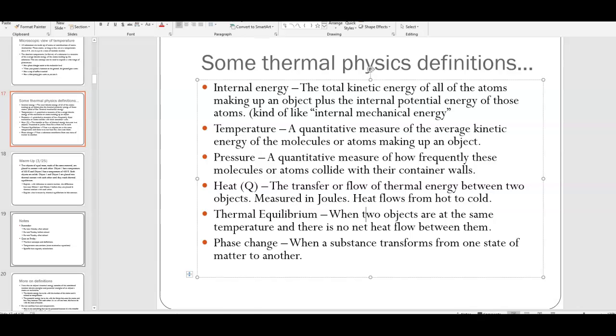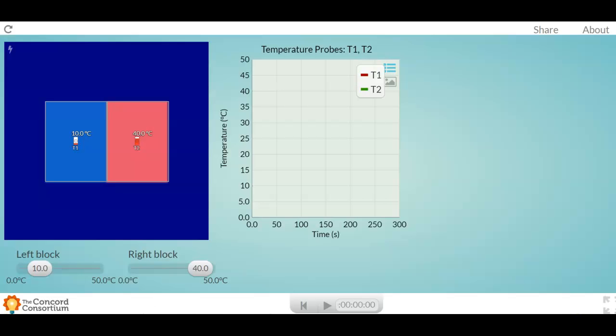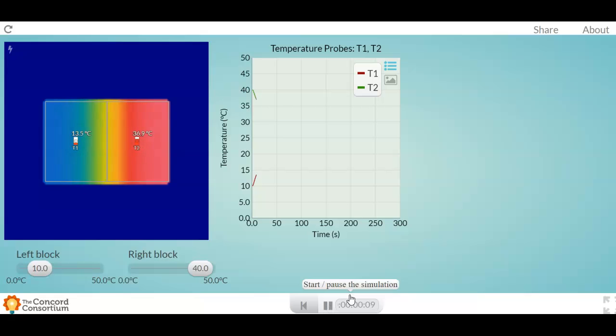And just to show you what that looks like in a simulation really quickly, here I've got two objects. I've got a block on the left that's 10 degrees Celsius and a block on the right that's 40 degrees Celsius. And they are currently touching each other. They're in thermal contact. Heat is going to flow from the right to the left for the most part until they reach thermal equilibrium. And this can take a few minutes. And so let's see what that looks like.